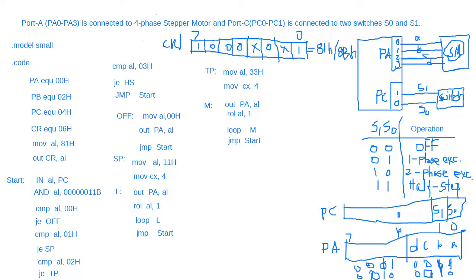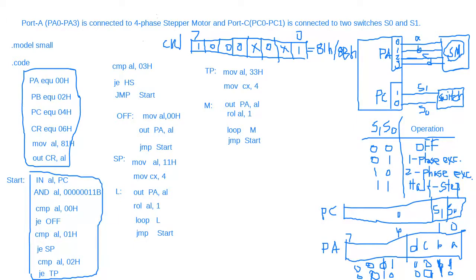So the first part is initialization, and then this is about reading the switch condition. This too, and this, here. This is about the switch condition. And now it is about the off mode.